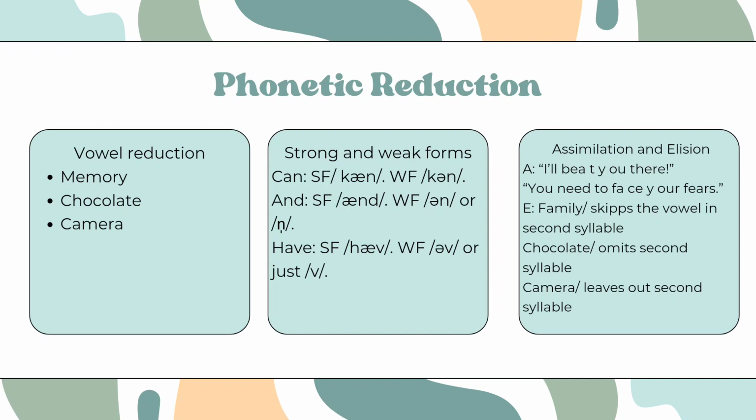And for elision, we have family. It will skip the vowel in the second syllable. We have chocolate. It would omit the second syllable. And we have camera. It will leave out the second syllable.